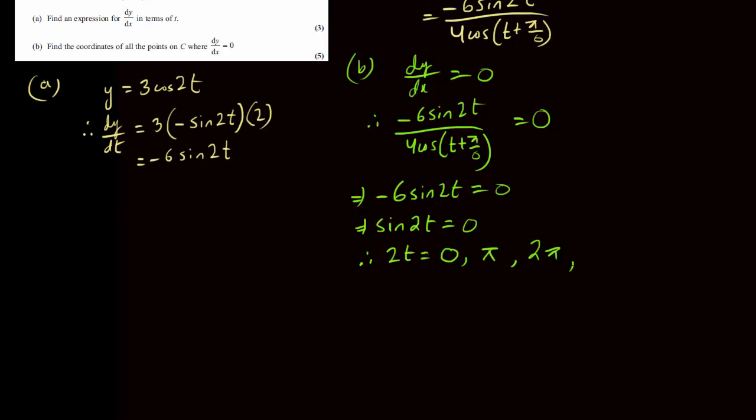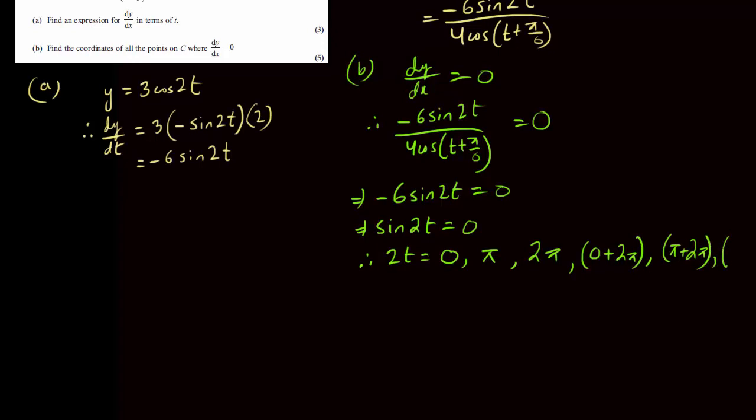So if we have a second revolution, we just add 2 pi to 0, pi plus 2 pi, and 2 pi plus 2 pi, which is 4 pi. So we get 0, pi, 2 pi, 2 pi. Instead of writing 2 pi twice, I'm going to write it only once. Then we have 3 pi and 4 pi. That's what we get. Remember, sine theta is 0 at 0, 180 degrees, which is pi in radian form, and 360 degrees, which is 2 pi in radian form.